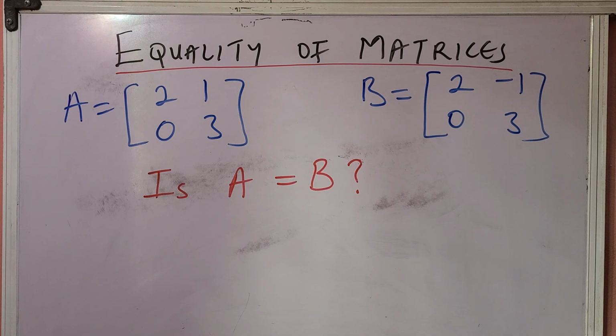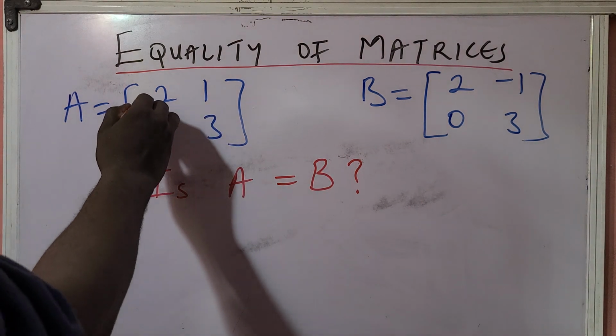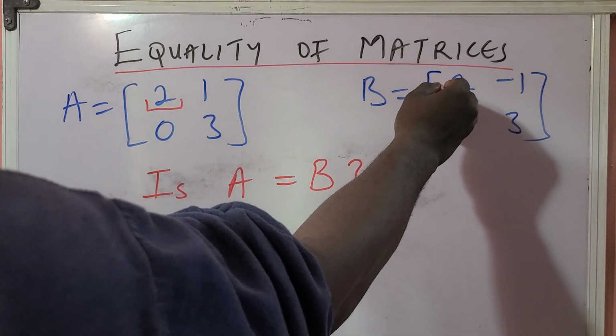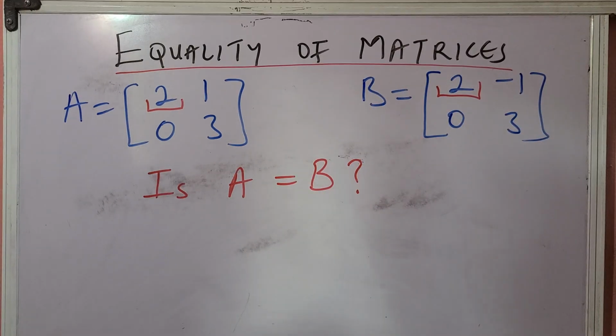So let's investigate the matrices we have right here. If you look at row 1, column 1 of matrix A, we have the element 2 there. If you look at row 1, column 1 of matrix B, we have the element 2 there. So that gives us a good place to start.